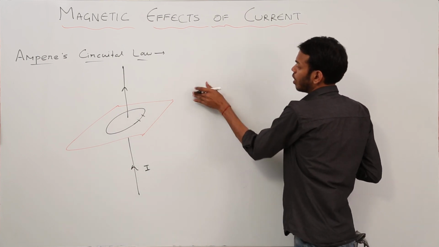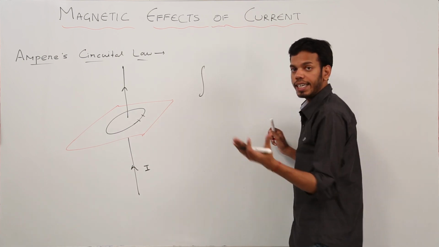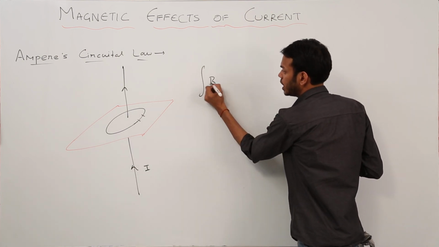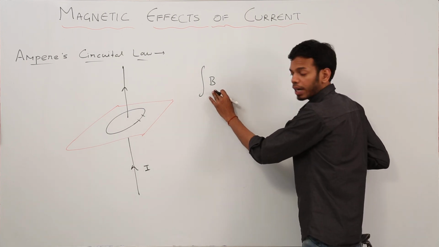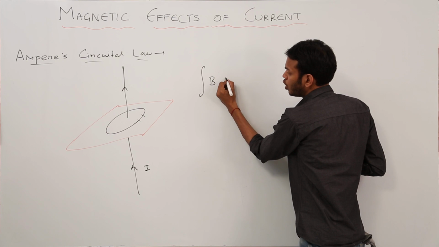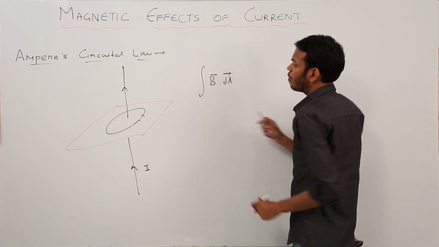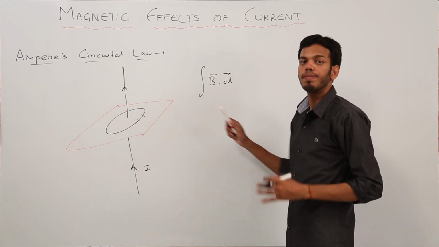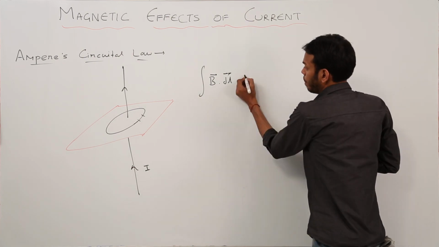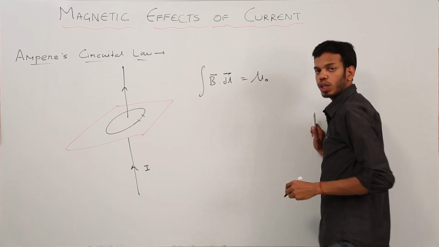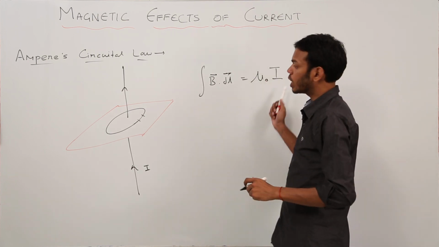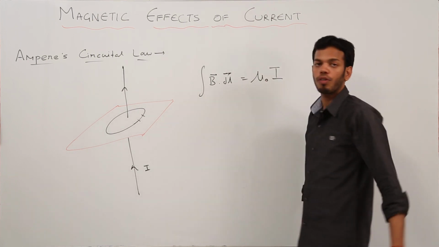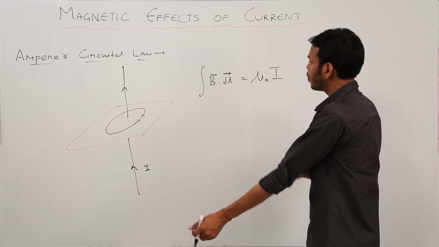So here the integration sign, line integral of magnetic field, that means B. Line integral means it has to be integrated with respect to length. So B dot dl, line integral of magnetic field about a closed path, is equal to mu naught times total current threading the path. This is the statement of Ampere circuital law. So how are we going to prove it?